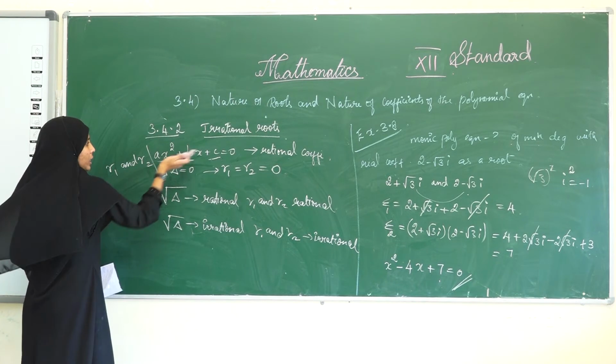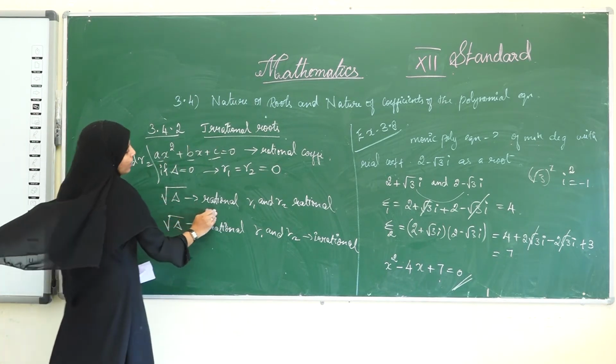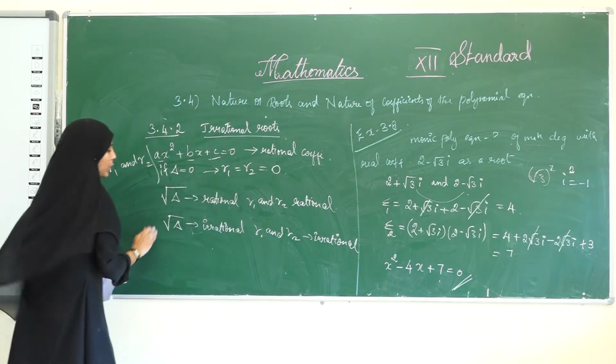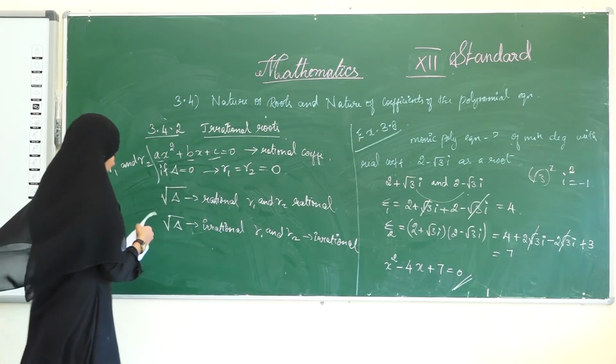So for rational coefficients, if the square root of del is a rational value, then the two roots will be rational. Otherwise, if the square root of del is irrational, then the two roots will be irrational.